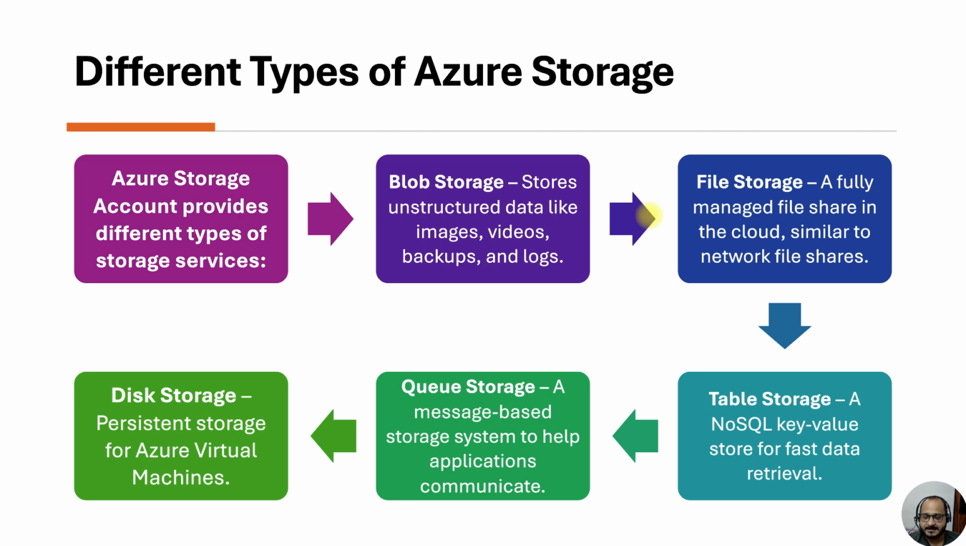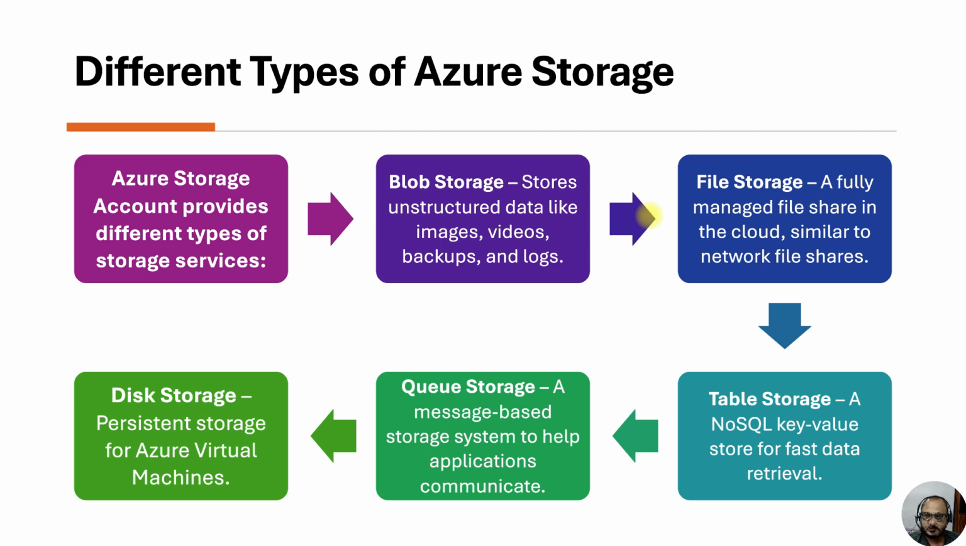Now the second service which we have is file storage. File storage is something like a managed file share in the cloud. Traditionally, we use a network file share in our organizations or companies. Similarly, we have the same concept with file storage. It is helpful if you are going to migrate your data from on-premise to the cloud environment. You can create a file share, so your data movement from on-premise to cloud will be easy, and you can generally use it as a normal file share for your organizations as well.